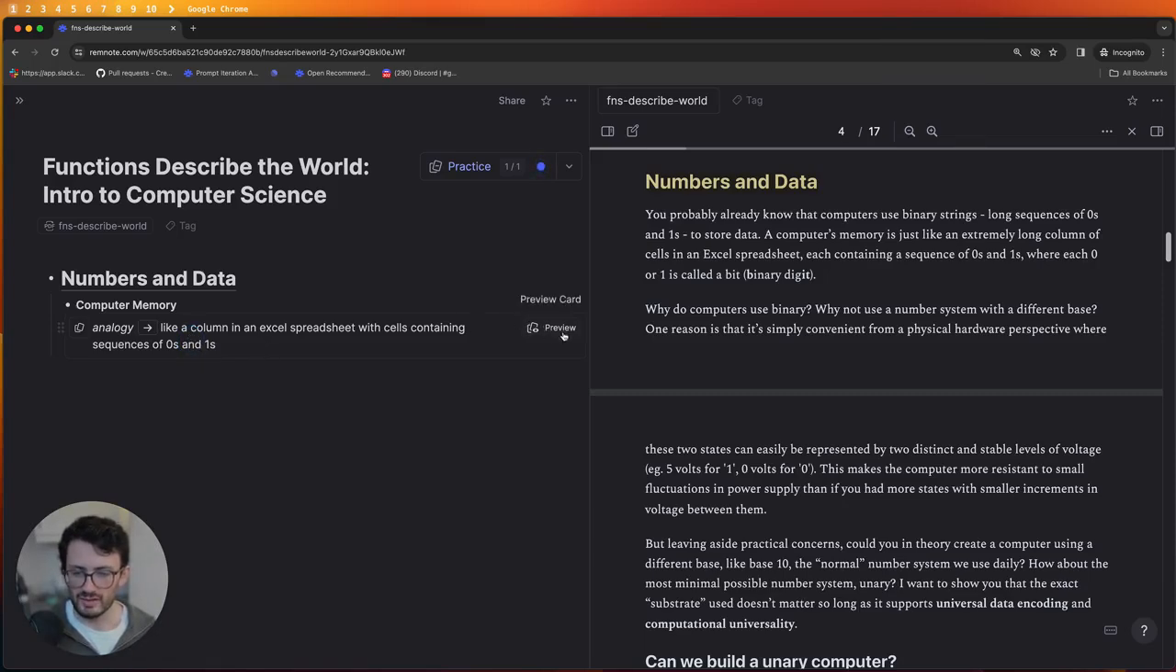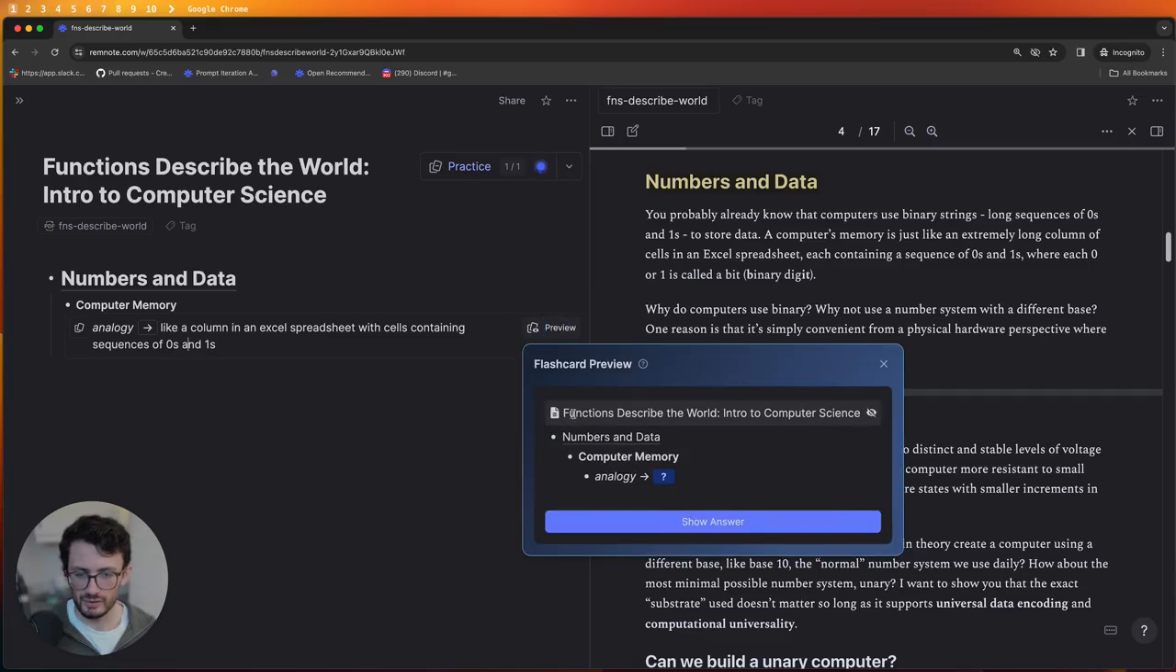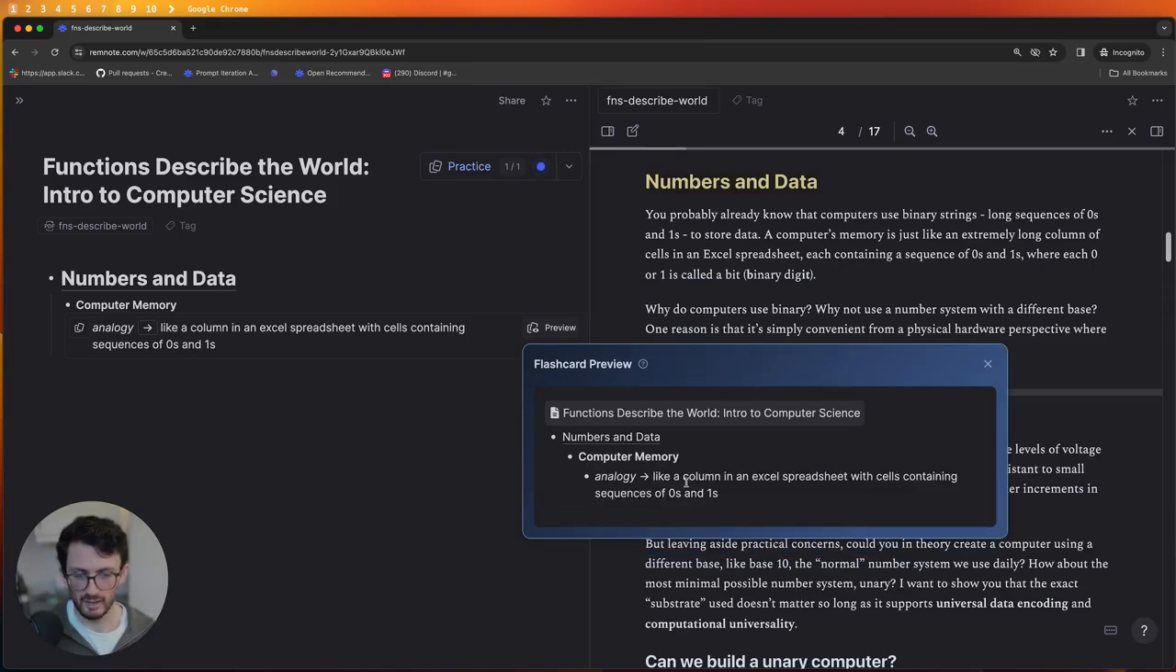So on the right here, you can see this preview button, and you can see how that will look when you actually come to review it in the queue. So you get the context of the name of the article, which is a document called Functions Describe the World. You get the context of the section this flashcard and concepts were created from, numbers and data. And then you're shown computer memory, analogy, and you're trying to recall the analogy which helps you understand computer memory. And you can see the answer here.